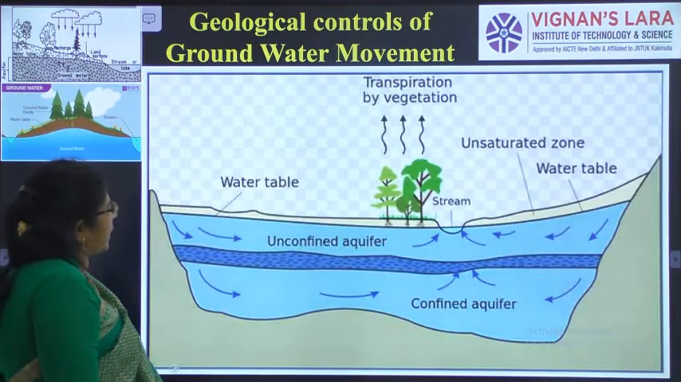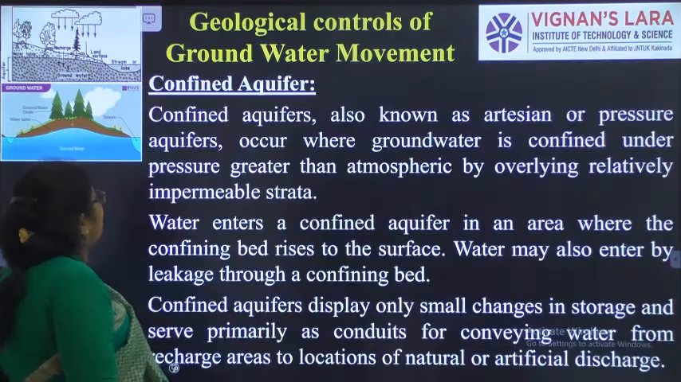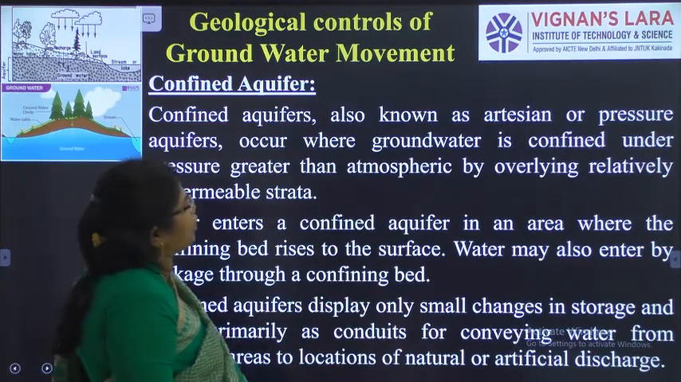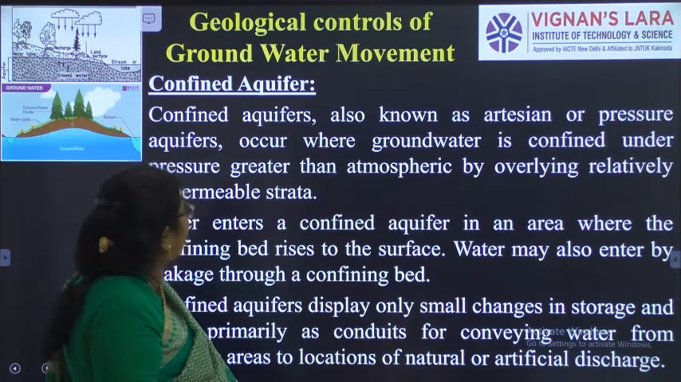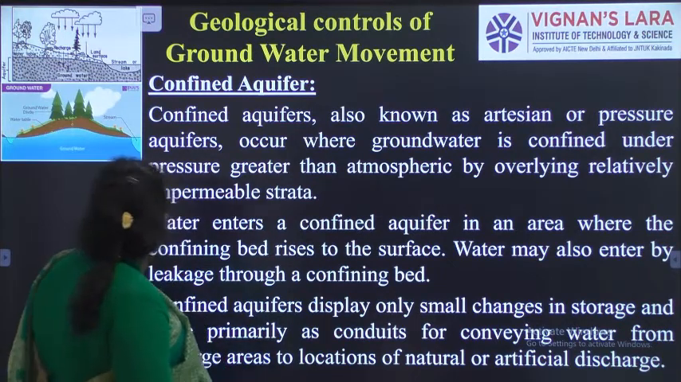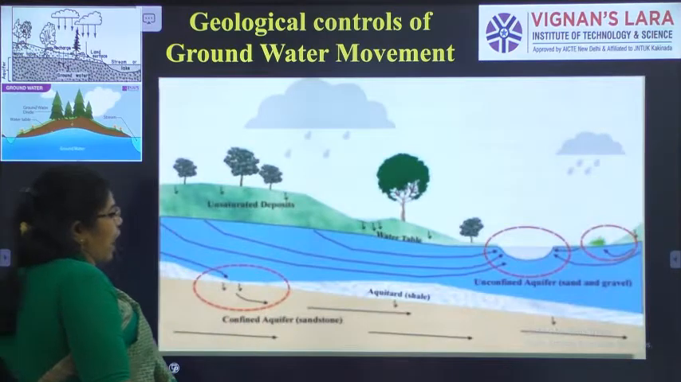The next one is the confined aquifer. Confined aquifers are also known as artesian or pressure aquifers, where the groundwater is confined under pressure. That is, it is confined under two hard layers.